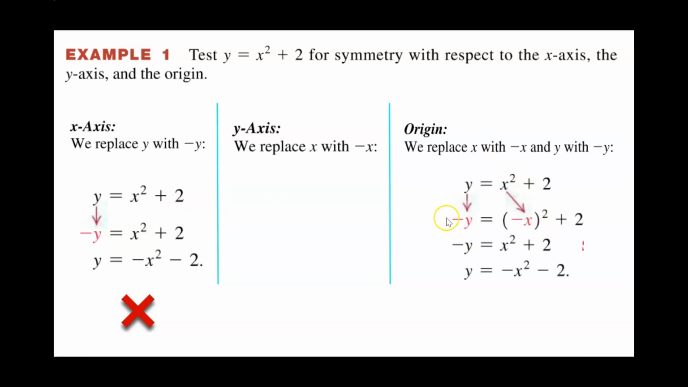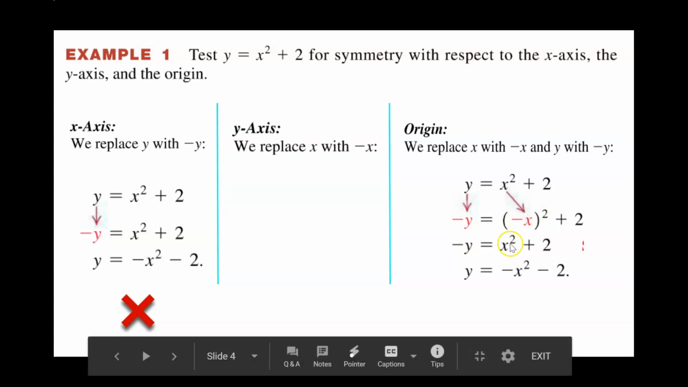Let's try the origin. I'm going to replace both this y and this x with negatives. I simplify, try to get y to be positive. If I square this one, I do get x squared, since x times x gives us a positive x squared. However, if I get rid of this negative in front by dividing everything by negative 1, this sign gets changed to a negative, this sign gets changed to a negative. This one here, again, does not look like our original equation. So this one is not symmetric to the origin.